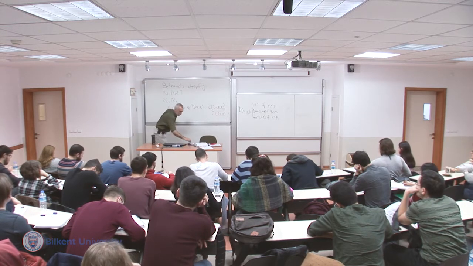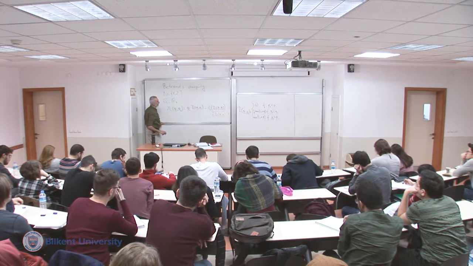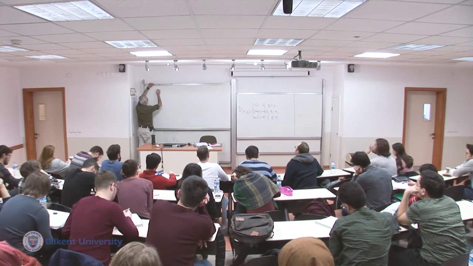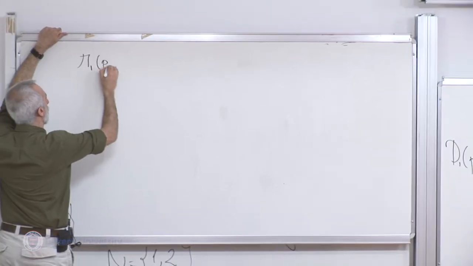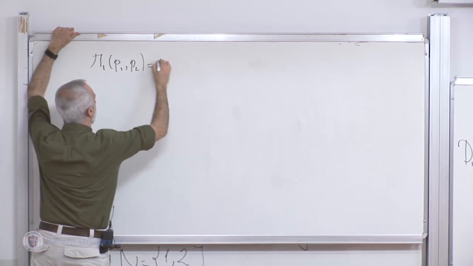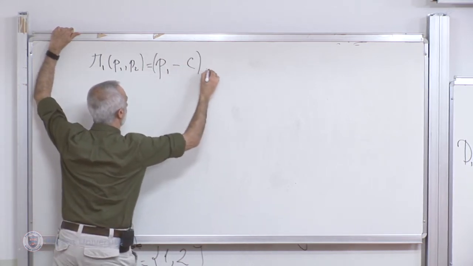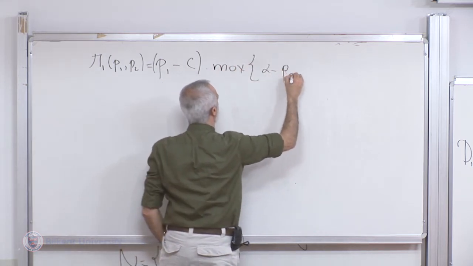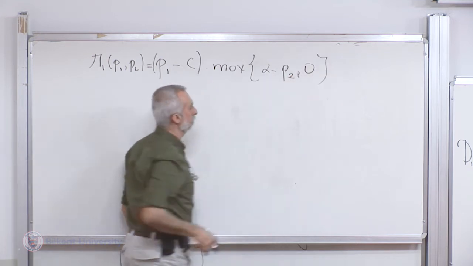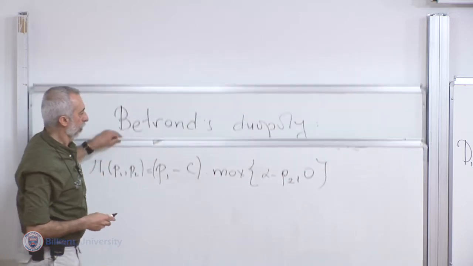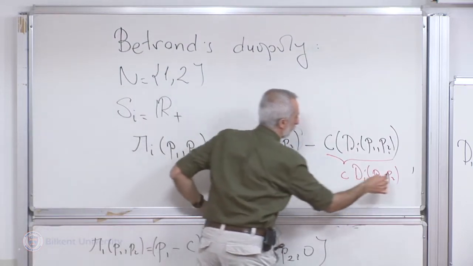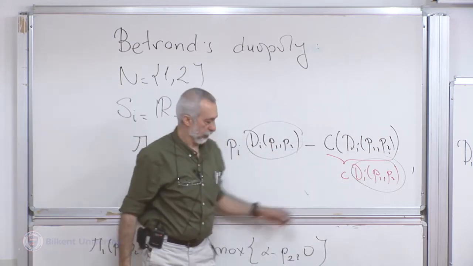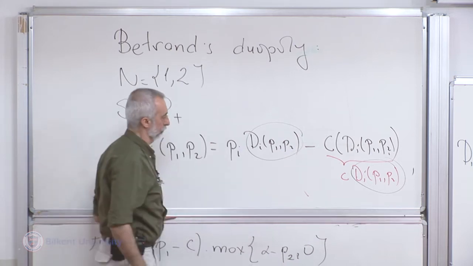So actually, let me write it here. So what do we have? I'll simplify the expression for you. So let's again concentrate on firm 1. Right? That's the profit function. So this term and this term is common. I factored out, so we had P1 minus C. That's what we have, and that's the common term.